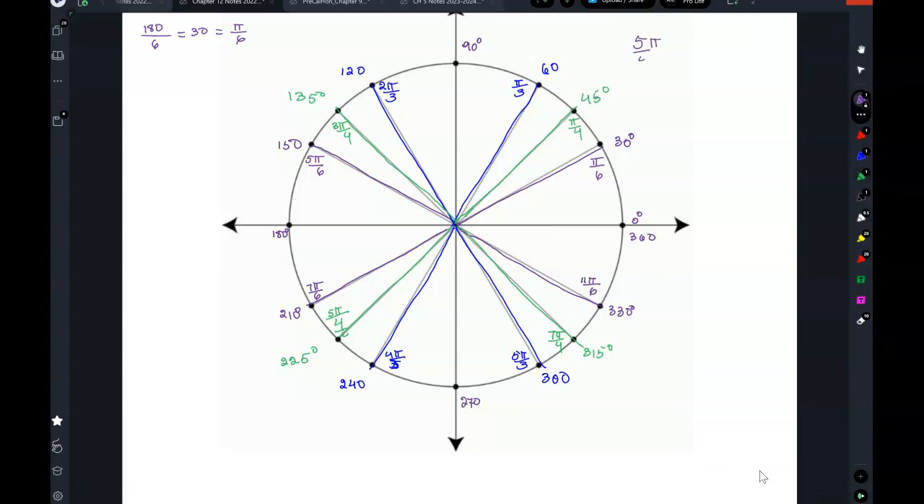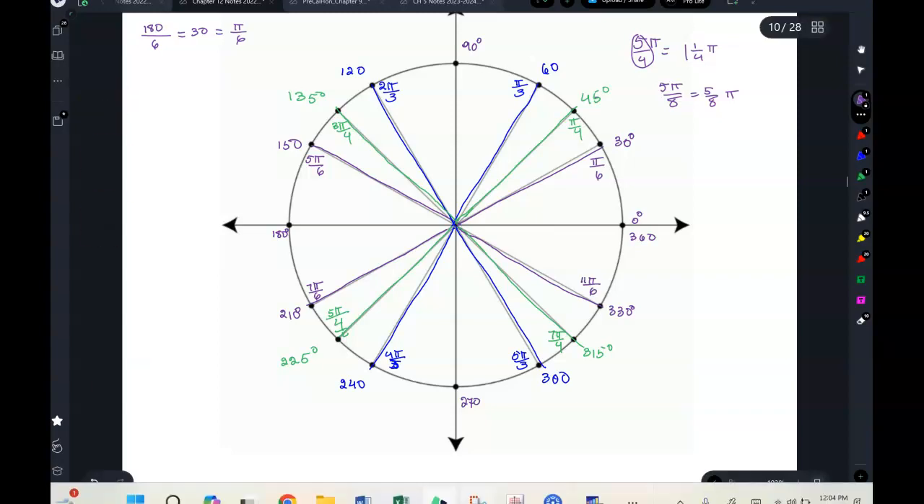Okay, but listen. So 5 pi over 4, this is 5 over 4 pi. In mixed numbers, this is 1 1/4 pi. So we go 1 1/4 pi. 5 pi over 8 is only 5/8 of a pi. 4/8 of a pi is 1/2. 5/8 of a pi will be somewhere here. Okay? So those are different.